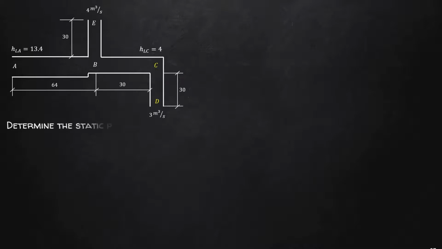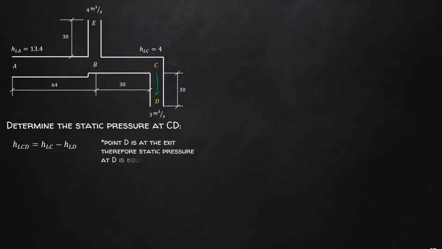Determine the static pressure at CD using this formula. Point D is at the exit, therefore the static pressure at D is equal to 0. And we get the static pressure at CD which is equal to 4 mm of water.